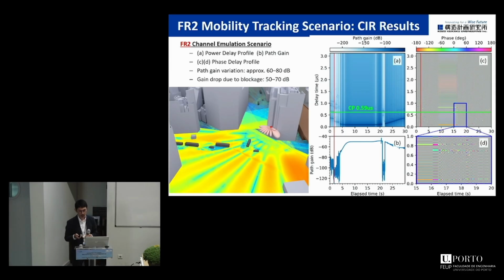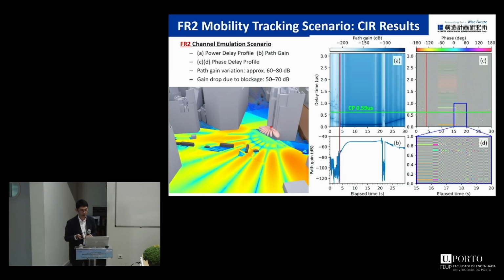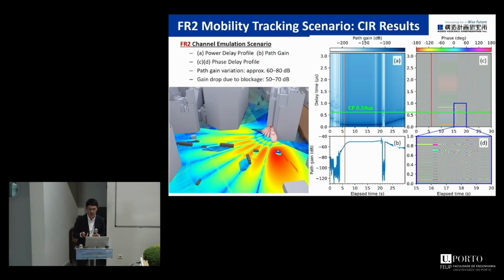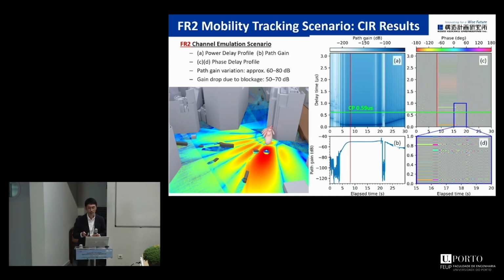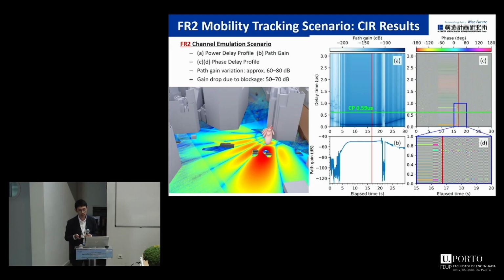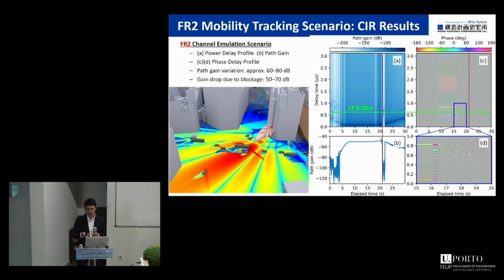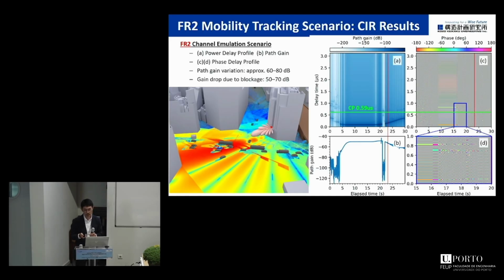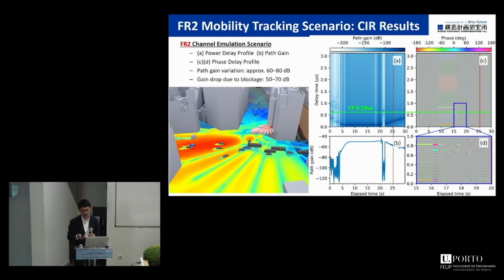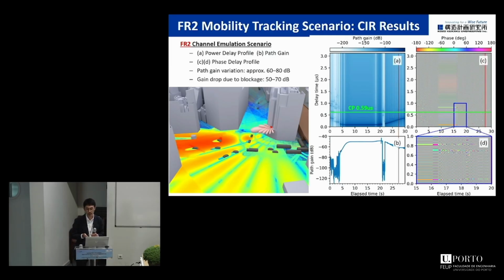So here are the FR2 28 gigahertz ray tracing results. The gNodeB uses an 8x8 array beamforming and tracks the blue-colored target vehicle, assuming its position is known. The blockage causes a very large path gain drop, much more severe than in FR1. However, the selected delay taps still remain within the CP limit.